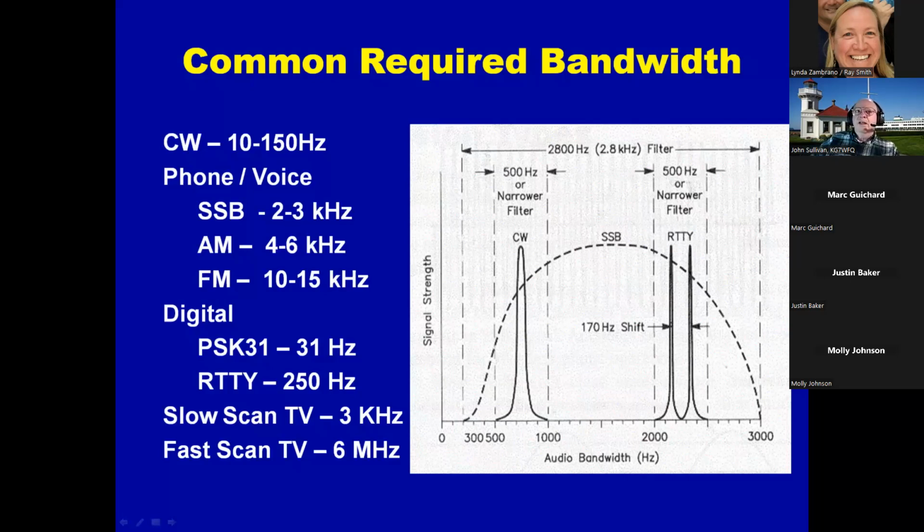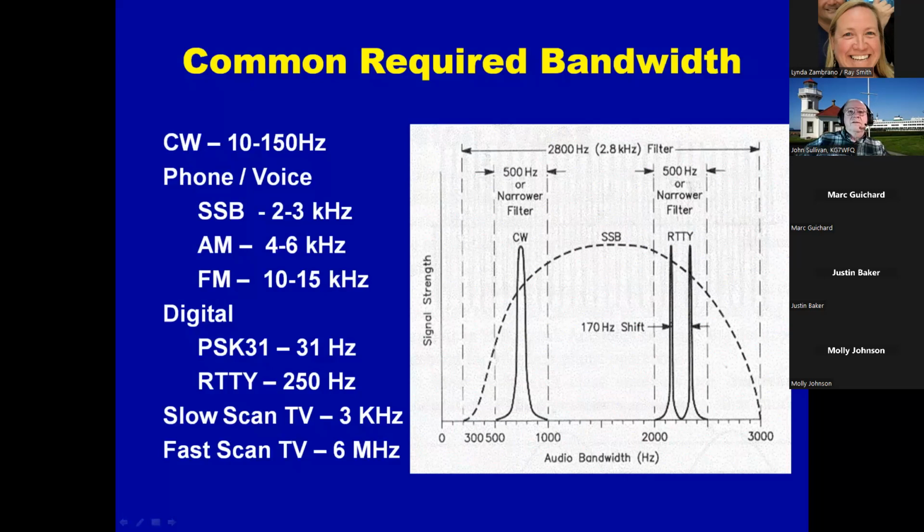AM is going to be 4 to 6 kilohertz, because remember, AM has both sidebands, so it's going to be twice the bandwidth, right? FM is in the range of 10 to 15 kilohertz, so even wider. So FM requires greater bandwidth than AM or single sideband. In your digital modes, you look at PSK31, you see it's way down at not kilohertz, but hertz, 31 hertz. And you can see that radio teletype, or RTTY, is also very, very small, 250 hertz.